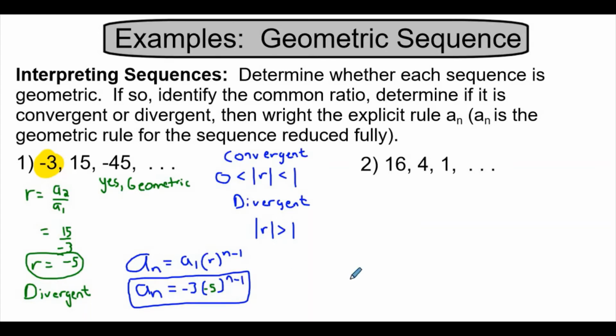So be careful. All right, so on our second problem, it looks like it's getting smaller. And when things get smaller, that means we actually have a fraction. So for this problem, let's see what R is. So R is going to be A2 divided by A1. So R is 4 divided by 16, and that is a fourth. That's pretty evident once you look at the next two terms, because it would just be 1 divided by 4. And so this one meets the requirements for convergentness.